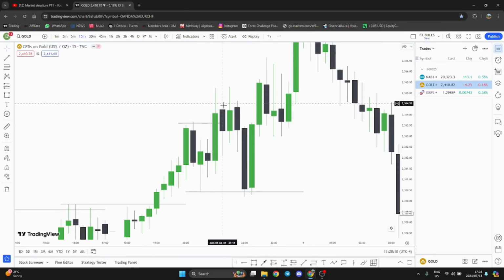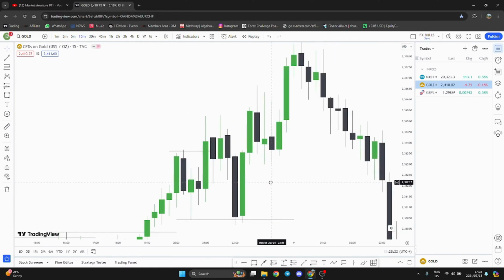And then price moves down. It takes out this low right over here. But look at that. Fails to close below this low. Price fails to close below this low. Instead, it rejects off this low. And then price moves up, putting in a new high over here. Putting in a new high over here. And that high took out this low, that high.